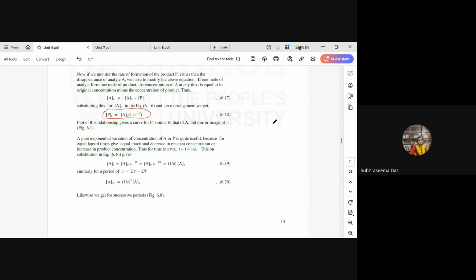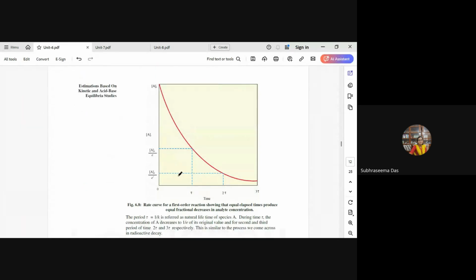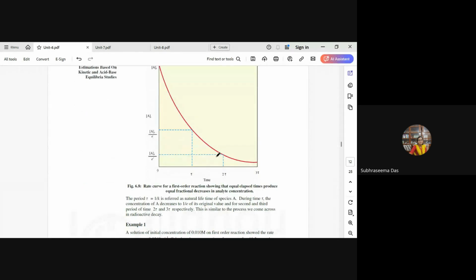It can be used for a time period of t equal to tau, that is 1 by k, and then this equation becomes 1 by e times a0. Or for a period of t equal to 2 tau, that is 2 by k, we have equation 6.20. Likewise we get successive periods, as shown in figure 6.8.